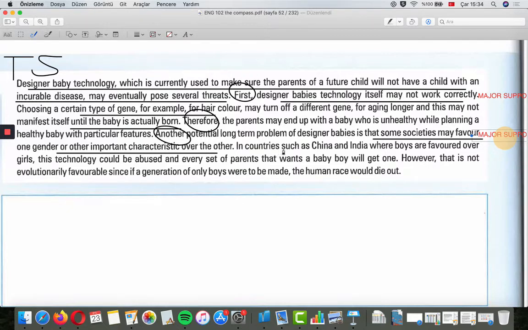For example, in countries such as China and India, where boys are favored over girls, this technology could be abused. So here they are giving more detail. Okay. However, that is not evolutionarily favorable, since if a generation of only boys were to be made, the human race would die out. Okay. And then it finishes the second supporting idea.